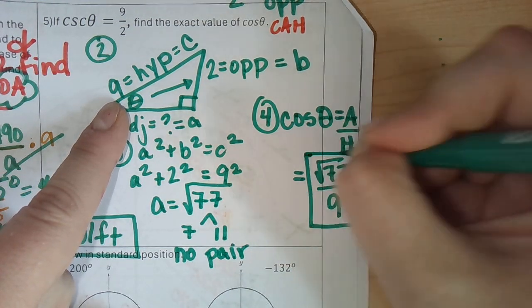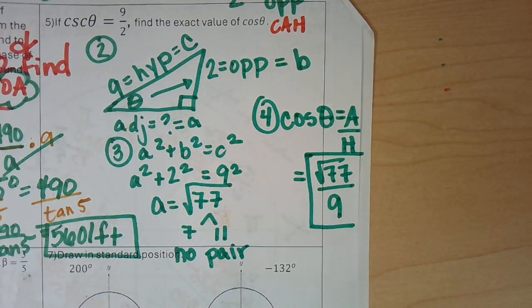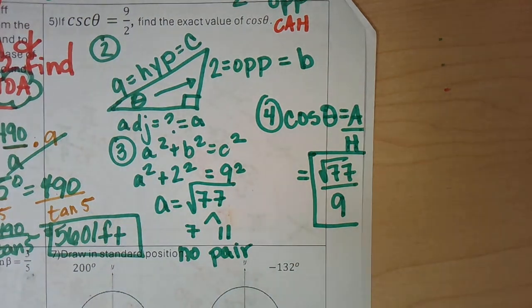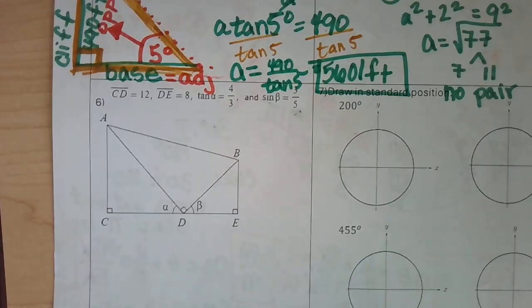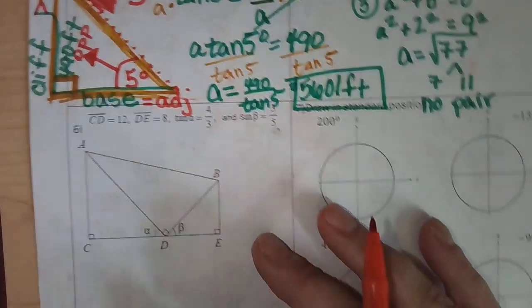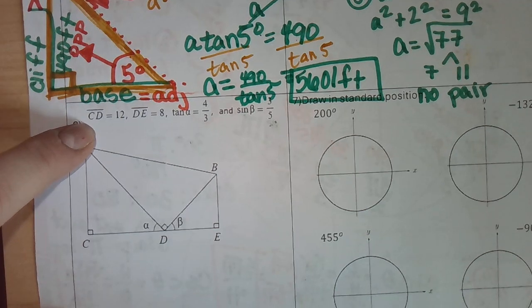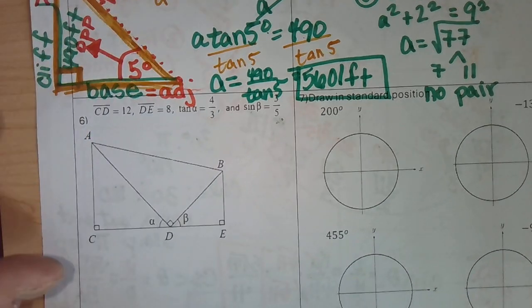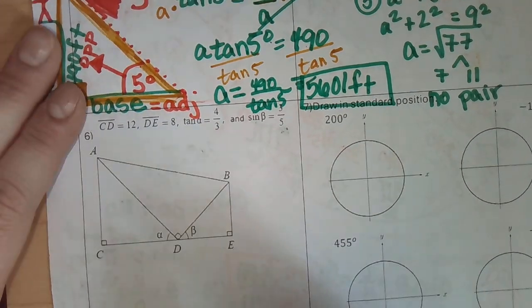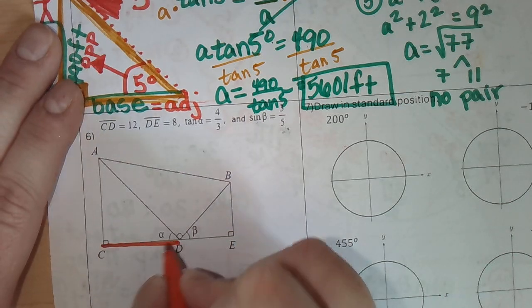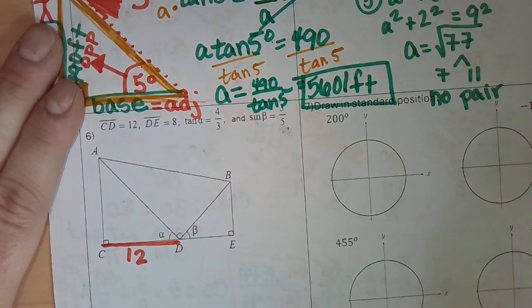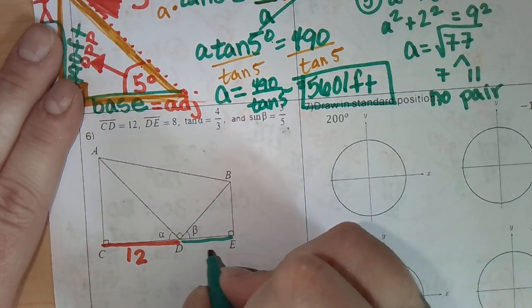Hey, done with that problem. Yes. Okay, let's keep going. Number 6. Uh-oh. This is the long one. Okay, I remember. Okay, first it says CD, as in the line segment from C to D, is 12. So CD is 12. DE is 8.